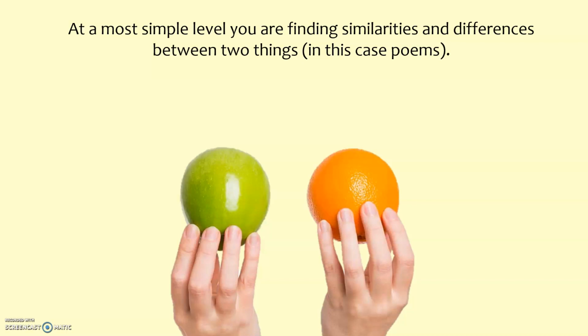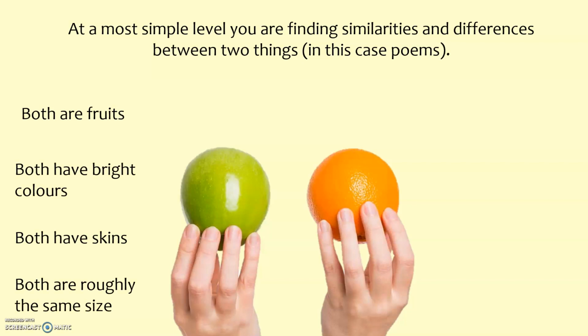So similarities and differences. Taking these fruits as an example, your apple on the left, your orange on the right. At a simple level, you could say both are fruits. Both have got bright colours. Their skins, other ones could have been they're both shiny, maybe as well. Yet they're also relatively smooth. They're roughly the same size.